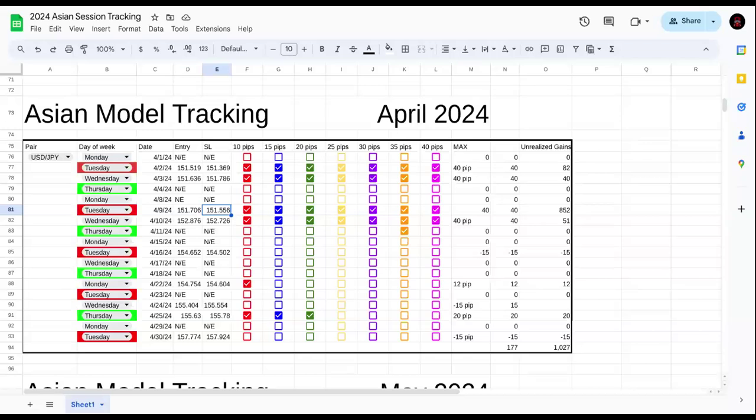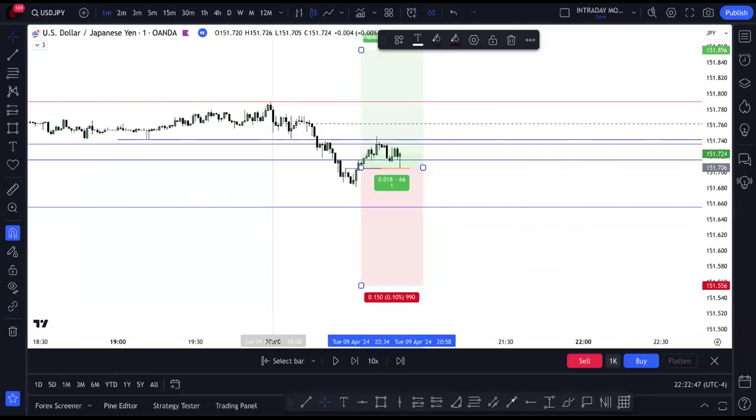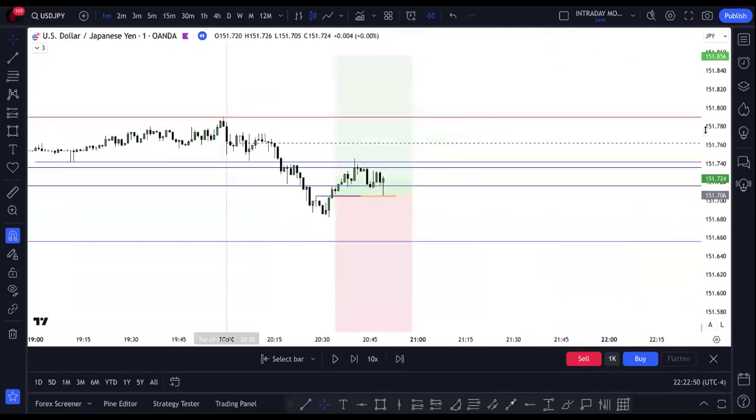I'm showing my spreadsheet. Thank you. Oh, there goes the habit again. There goes the entry. Here.